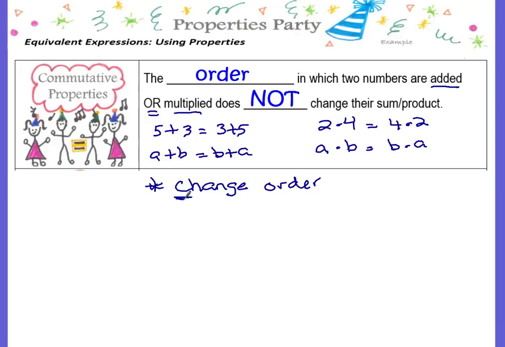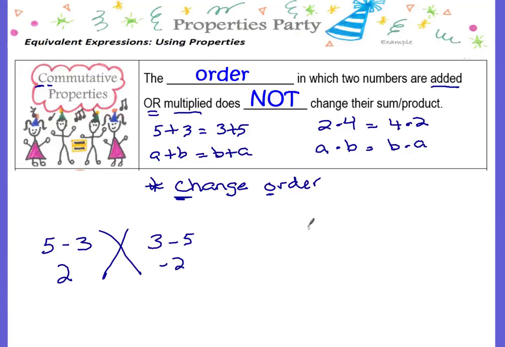You see C for the C in commutative, O for order, and O is the second letter in the word commutative. Change order. Now again, this does not work for division. It does not work for subtraction. If I have 5 minus 3, I'm going to get an answer of 2. If I change the order and I do 3 minus 5, will I still get a 2? No, you'll get a negative 2. So it does not work for subtraction.